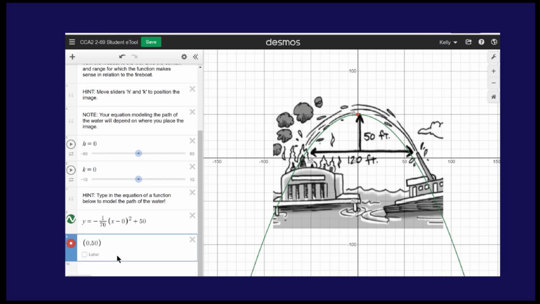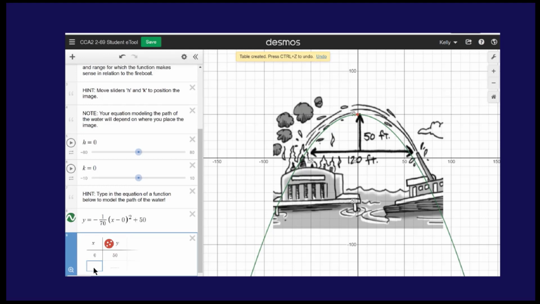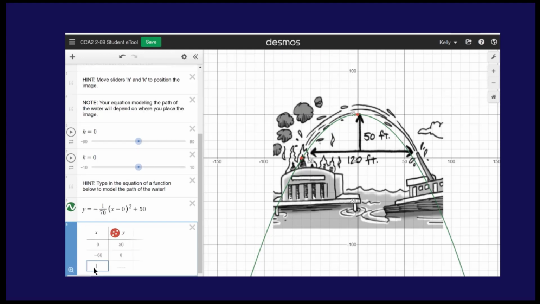All right. And so now what I'm going to do is, because I want them on the same table, I'm going to come up here and get a table. And I'm going to put in our negative 60, 0. And then our 60, 0. And you see that it looks really, really close. We're right on the 0, 50. These are very close points.